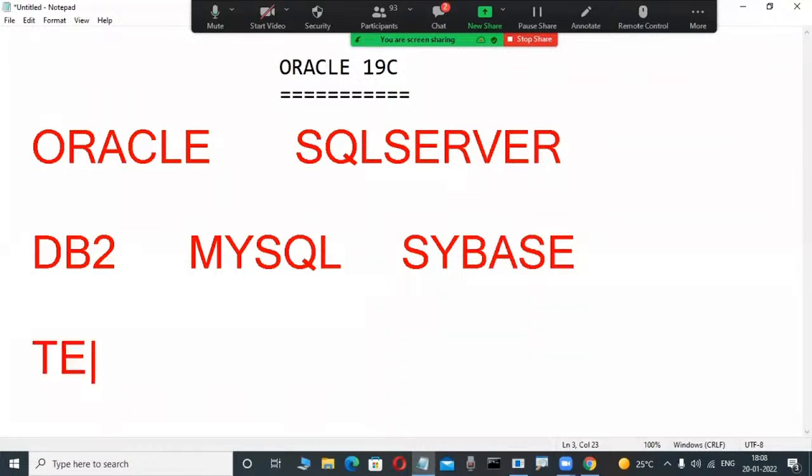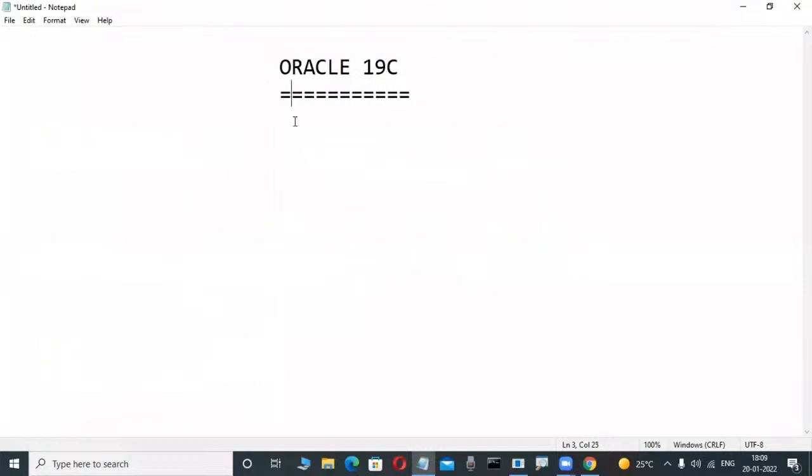Again, Teradata. Maybe many fellows have an idea, data warehousing application programmers. Teradata is a database product from NCR Corporation. SQLite is a database product. Like this, so many database products are there from different companies. That's why Oracle is always one of the popular database products.